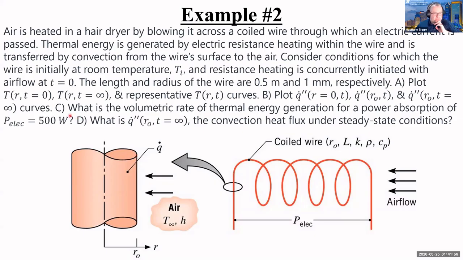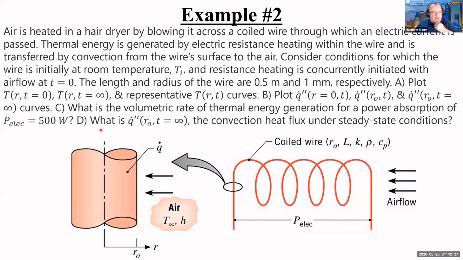Okay. Then they want to know what is the volumetric rate of thermal energy generation for the wire for a power absorption of 500 watts. So that's a really weird way of putting it. By power absorption, they just mean you're running 500 watts of power through the wire, right? So they want to know what the volumetric rate of thermal energy generation is. How much energy per unit volume are you generating for 500 watts of input power?